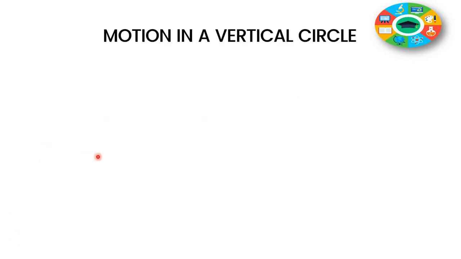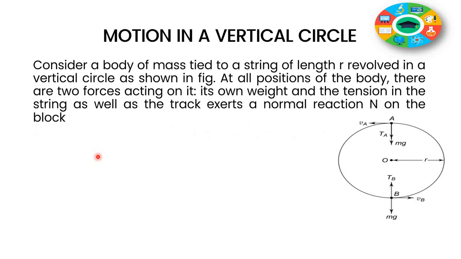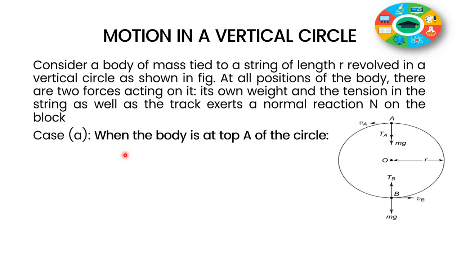Now I am going to explain the motion in a vertical circle. Consider a problem. Consider a body of mass m tied to a string of length r, revolved in a vertical circle as shown in the figure. At all positions of the body, there are two forces acting on it, its own weight and the tension in the string, as well as the track exerts a normal reaction N on the body. Now we'll find out the solution of this problem.